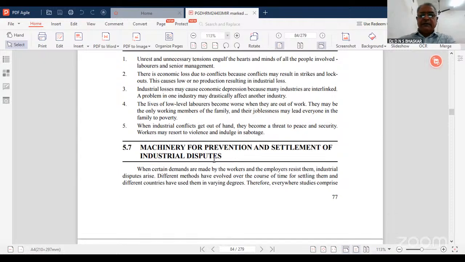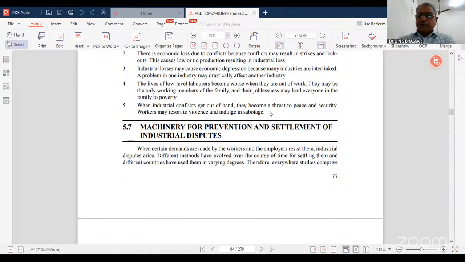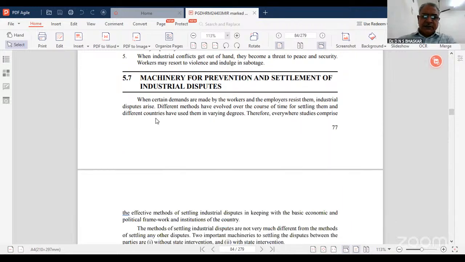When industrial conflicts get out of hand, they become a threat to peace and security. Workers may resort to violence and indulge in sabotage. Sometimes the problems in that particular industry or area may lead to an outbreak of industrial conflict as a result. It leads to violent aspects also. These are the consequences of industrial disputes.